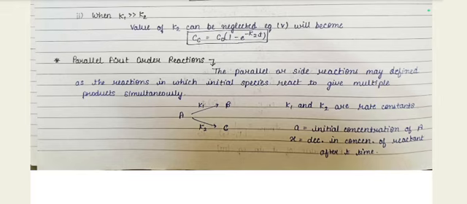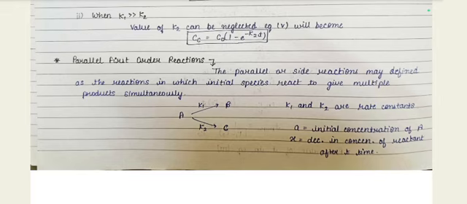Rates of the first and second reactions are given as R1 equals dB by dt equals K1 into A minus X. R2 equals dC by dt equals K2 into A minus X. Overall reaction rate by adding 1 and 2: dx by dt equals dB by dt plus dC by dt equals K1 into A minus X plus K2 into A minus X.